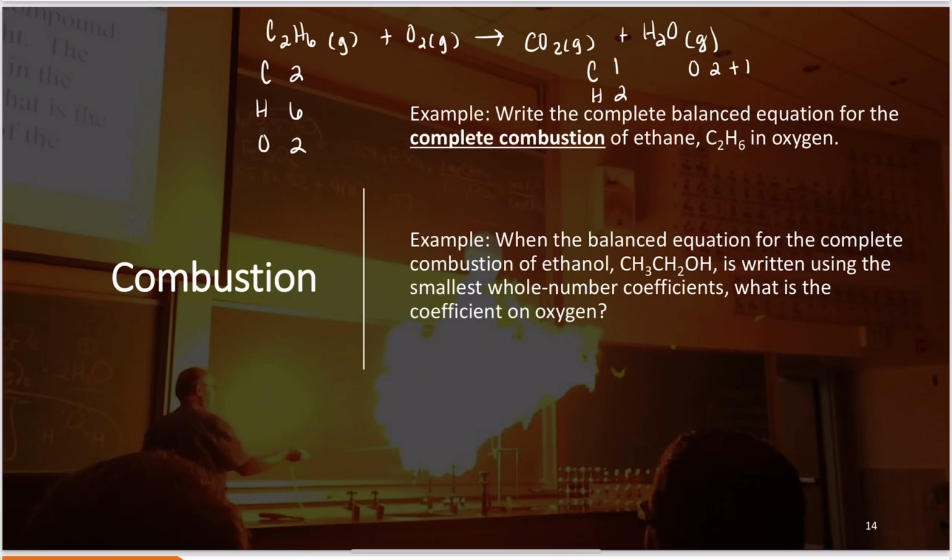I'm going to balance my carbons and hydrogens first. Let's go ahead and balance my hydrogen. So that's going to be 3 times that H2 giving me 6 hydrogens. That did change my oxygen here. So now I have 2 + 3, giving me 5 oxygens.